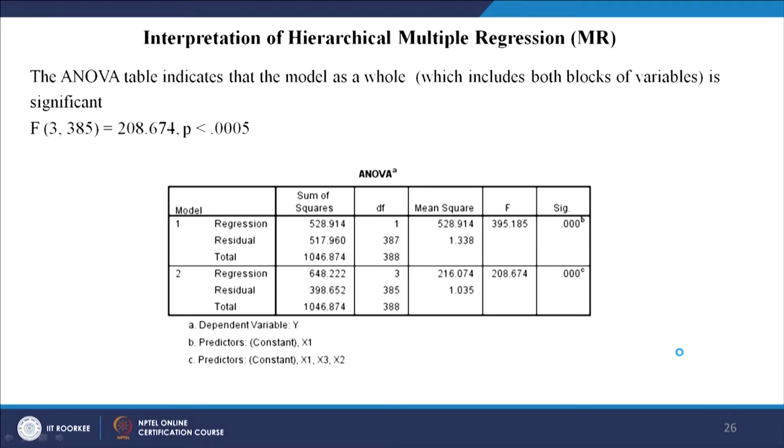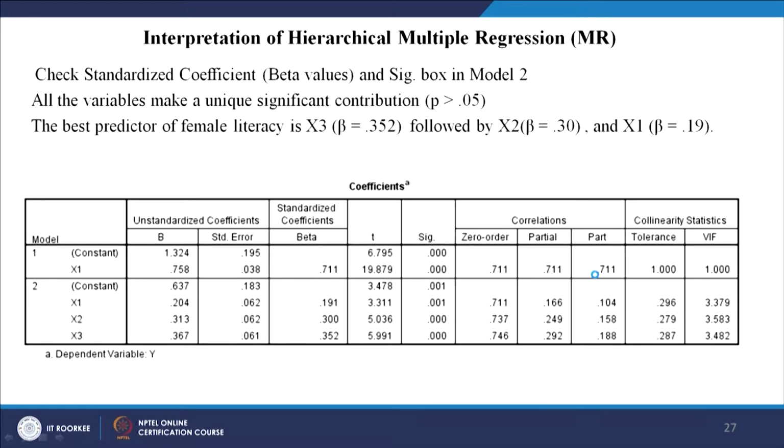Now, what does the ANOVA table tell us? The ANOVA table indicates that the model as a whole is significant. You see the F with degrees of freedom 3 and 385, numerator and denominator, and the value is 208.674, and it is significant. Now, interpretation, how you should write: all the variables make a significant contribution, because all are significant. So x1, x2, x3 all are significant.